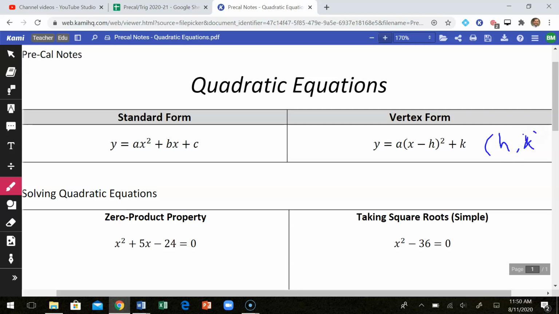Okay, so if you're graphing this, if you can look at what number is in the spot for h and what number is in the spot for k, that's going to be where the coordinate point of the vertex of my parabola is going to be.